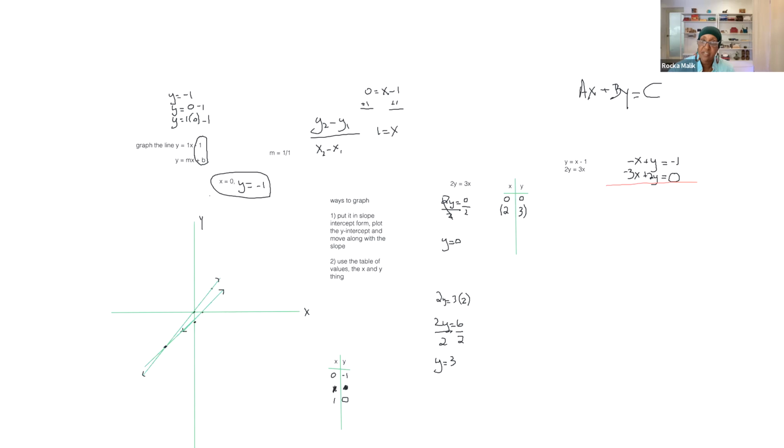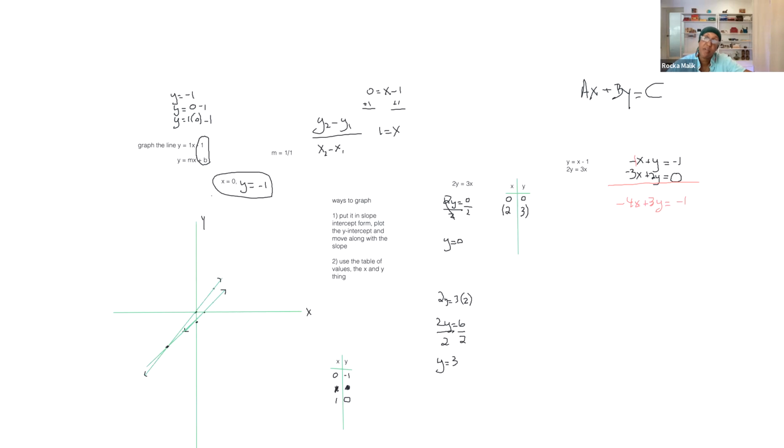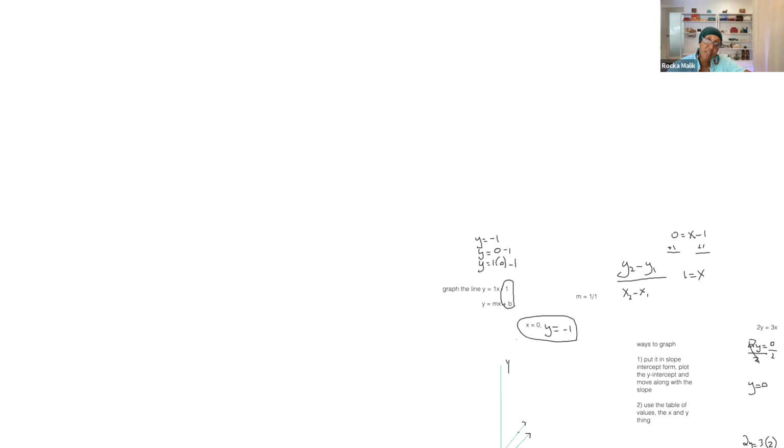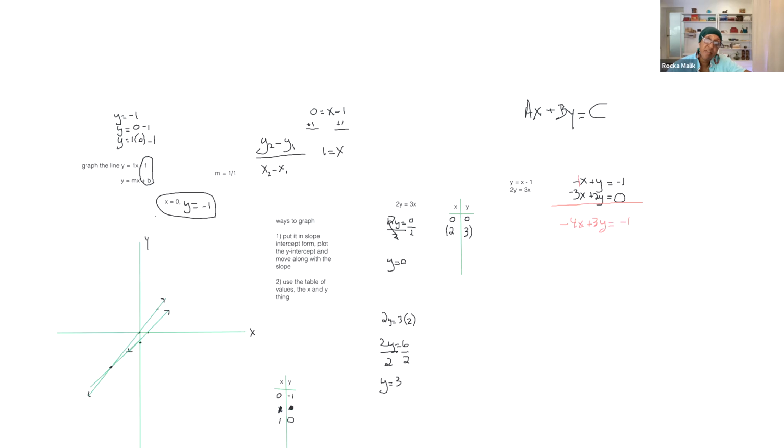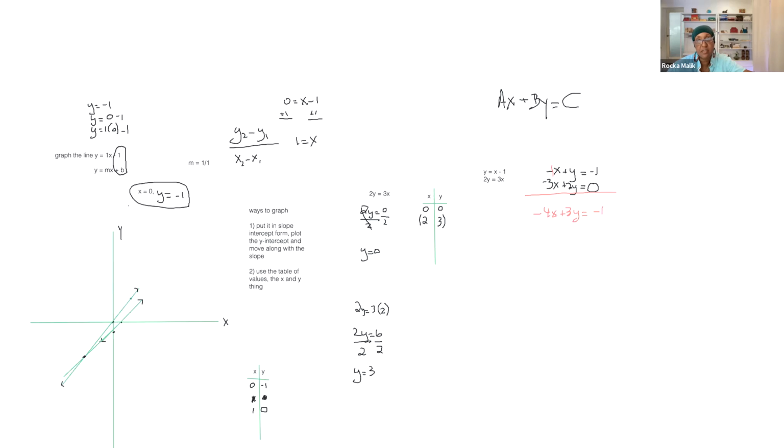If I just added these, this is really a 1 in front of here, right? So -1 more negative, adding to a -3, that can give me -4x. y plus 2y gives me 3y. -1 plus 0 is -1. This doesn't help me because I still have an x and I still have a y. I need to do something to cancel out one of these things.